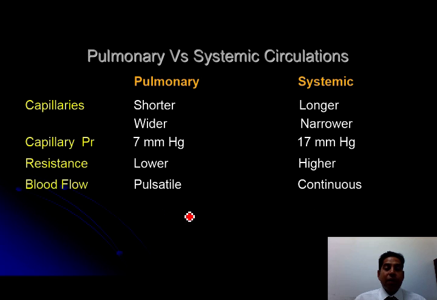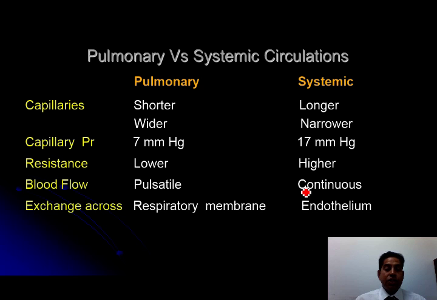Most importantly, the blood flow is pulsatile, it is not continuous like in the systemic circulation. So this is one very characteristic feature of the blood flow in the pulmonary capillaries, where it is pulsatile, whereas in the systemic circuit it is continuous.